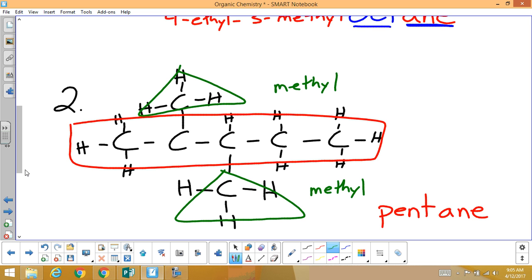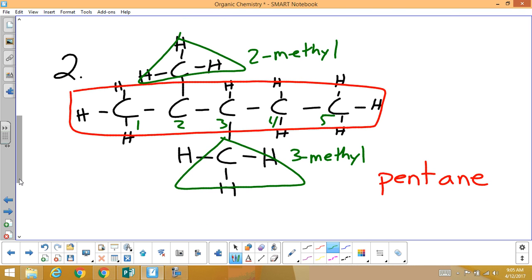Starting from left to right, it goes 1, 2. So 2 is the first one. If we go the other way, it's 1, 2, 3 before we hit the first branch. So it has to go 1, 2, 3, 4, 5. So this is pentane. There are methyls. So this methyl is actually 2-methyl. This is actually 3-methyl. So if you put it together, we could put 2-methyl, 3-methyl, pentane.